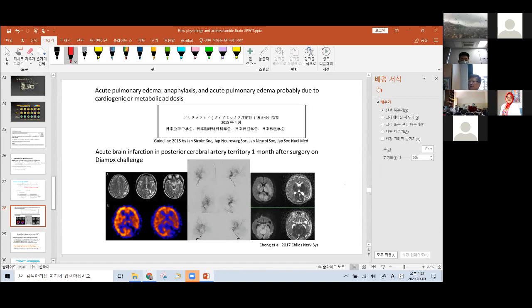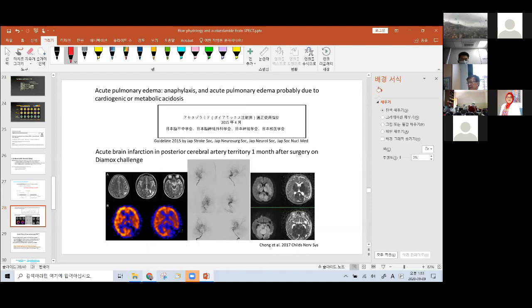Interestingly, because Seoul National University is doing the most number of cases, we experienced this one: acute brain infarction in the posterior cerebral artery territory 1 month after surgery on Diamox challenge. This case was analyzed in detail, in depth, once, twice and three times. Our neurosurgeons' view was detailed here, in Child's Nervous System 2017. And this was the case.